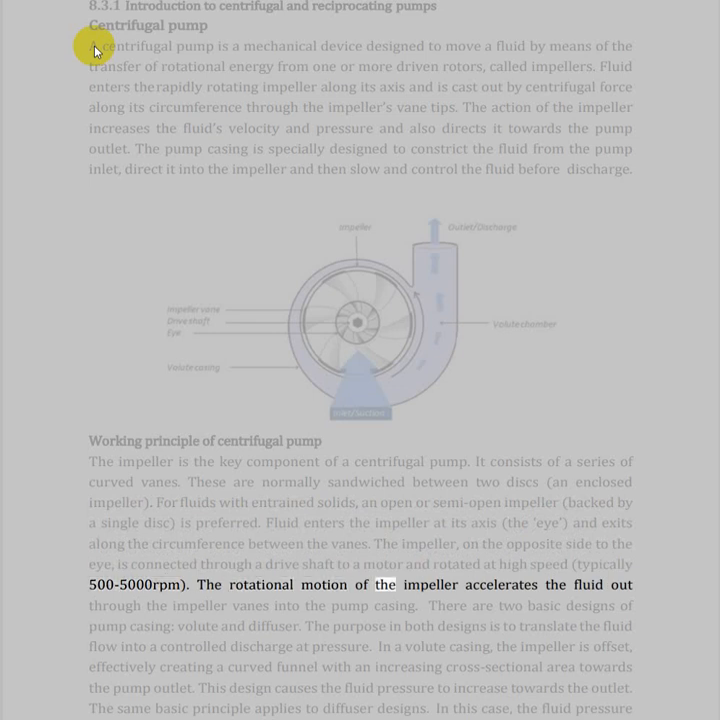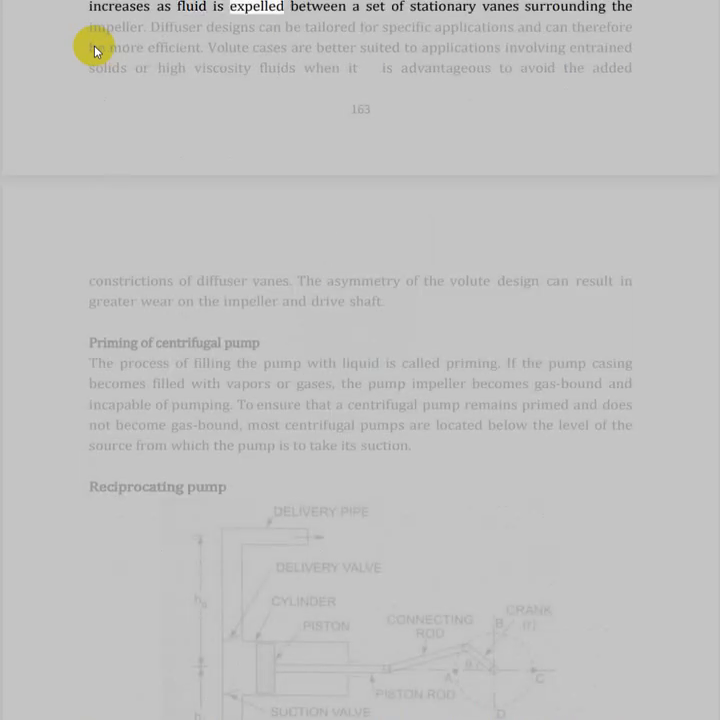The rotational motion of the impeller accelerates the fluid out through the impeller vanes into the pump casing. There are two basic designs of pump casing, volute and diffuser. The purpose in both designs is to translate the fluid flow into a controlled discharge at pressure. In a volute casing, the impeller is offset, effectively creating a curved funnel with an increasing cross-sectional area towards the pump outlet. This design causes the fluid pressure to increase towards the outlet. The same basic principle applies to diffuser designs. In this case, the fluid pressure increases as fluid is expelled between a set of stationary vanes surrounding the impeller.